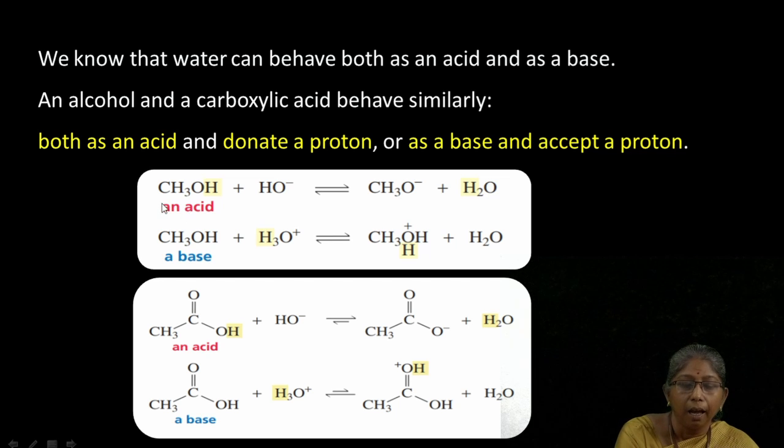See this: an acid in the presence of the OH minus ion, which is a strong base, is converted into methoxide ion and water. Here it acts as an acid since it donates a proton, because the base we have added is a strong one. In the second reaction, CH3OH plus H3O plus ion, the H3O plus acts as an acid and donates an H plus, so the alcohol turns into a base. Simply by seeing the reactions we cannot say whether it is a strong acid or a weak acid. For that we have to remember the pKa values.